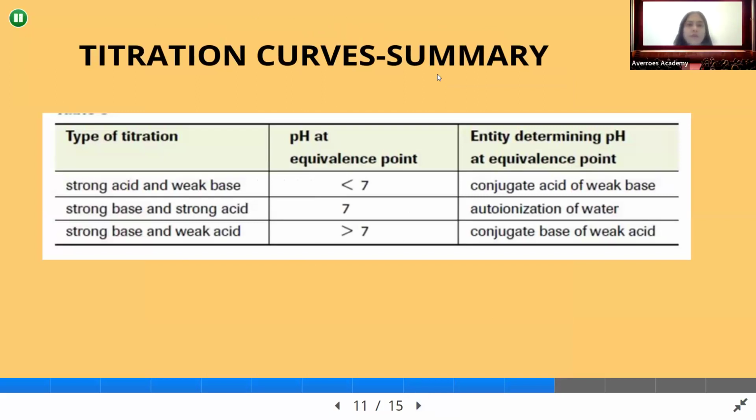Here's a summary of the titration characteristics. For the type of titration, a strong acid and a weak base will have a pH at the equivalence point less than 7. A strong base and a strong acid will have an equivalence point of approximately 7. And then a strong base and a weak acid will have an equivalence point greater than 7.